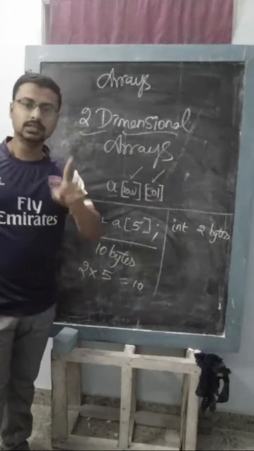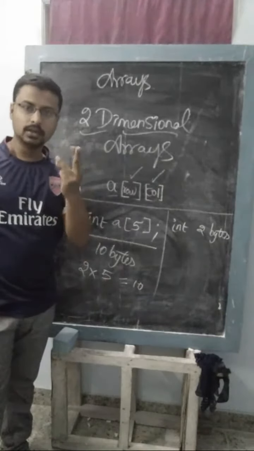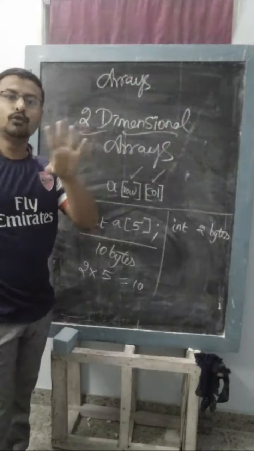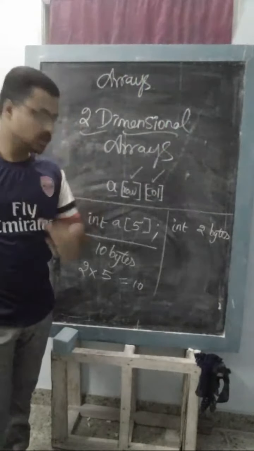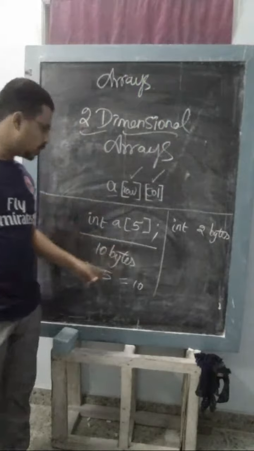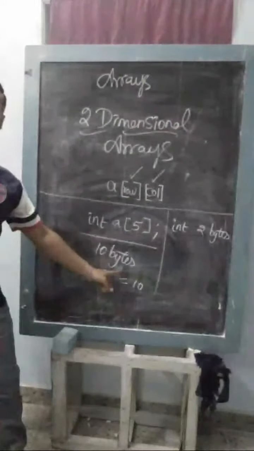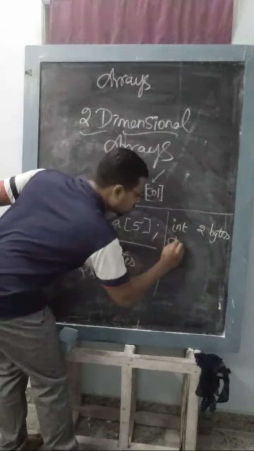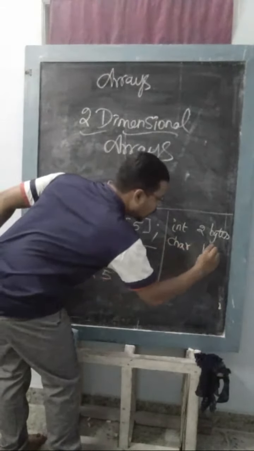1 element means 2 bytes, 2 elements mean 4 bytes, 3 elements mean 6 bytes, 4 elements mean 8 bytes, and 5 elements mean 10 bytes. You got it? And if we are using a character, it consists of 1 byte.